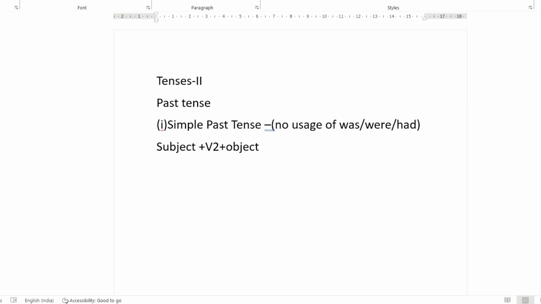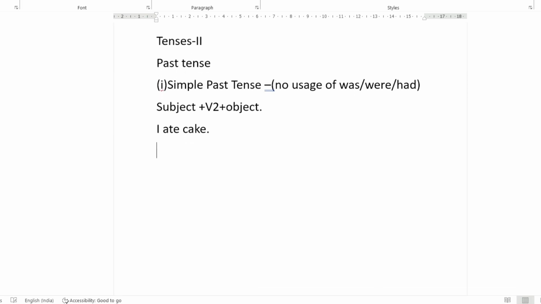I will be making a separate video on verbs where I'll be explaining the different verb forms. But as of now, you should understand that V2 stands for the second form of verb. For example, if the verb is eat, V2 will be ate. If it is drink, V2 will be drank. So, an example of a sentence in simple past tense will be a simple one: I ate cake.